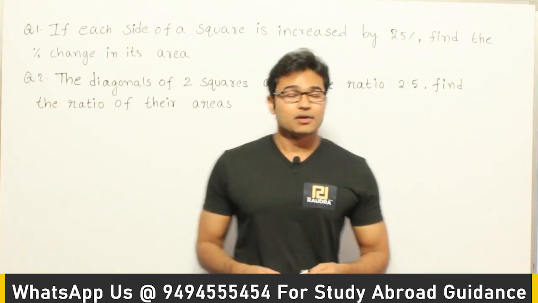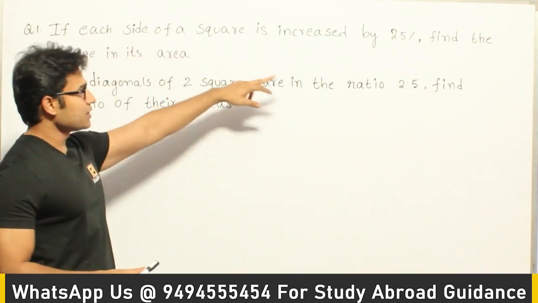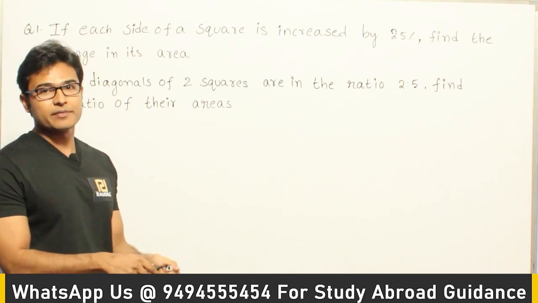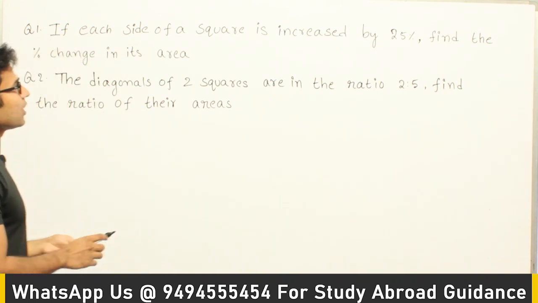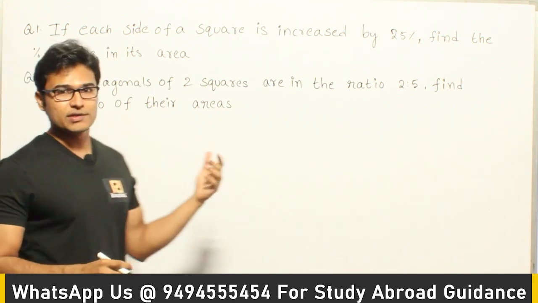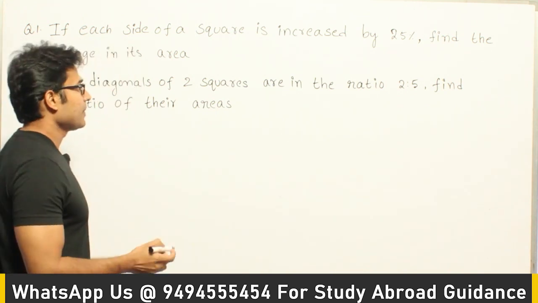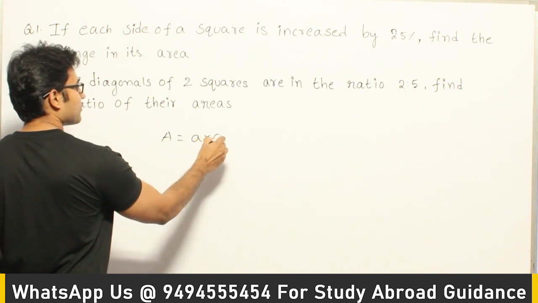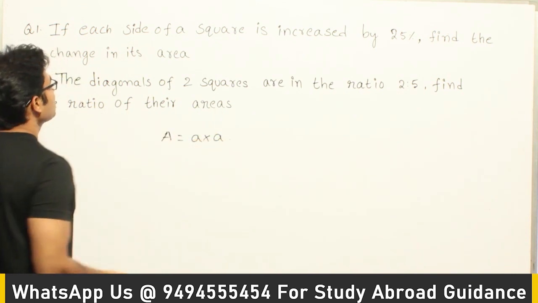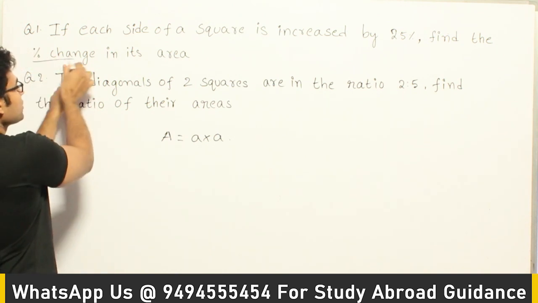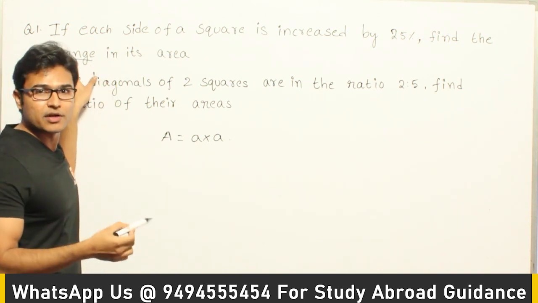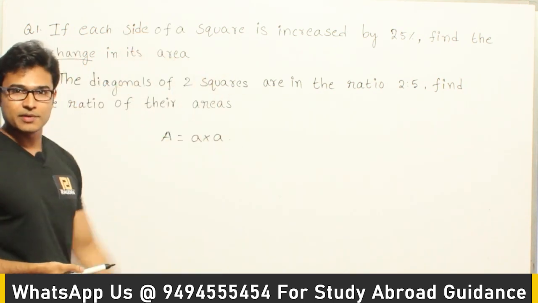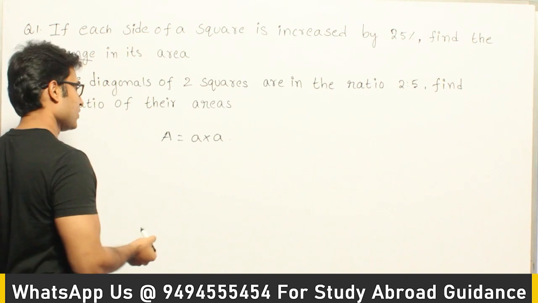Let's see this question. If each side of a square is increased by 25%, then find the percentage change in the area. So now they are asking about if the side is increased, then what is the change in the area. Okay. Now we know that area is equal to side into side, right? So if you observe it, they are asking about the percentage change, which means the ratio. So whenever a ratio is asked and initially percentages are given, then it is better that you assume some numbers and go with that. That way you will get the answer faster.